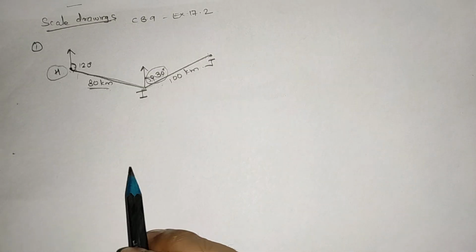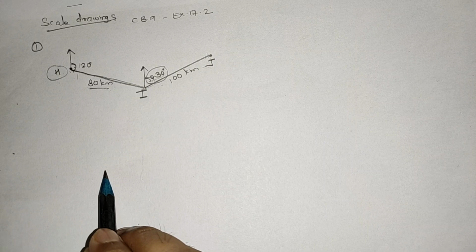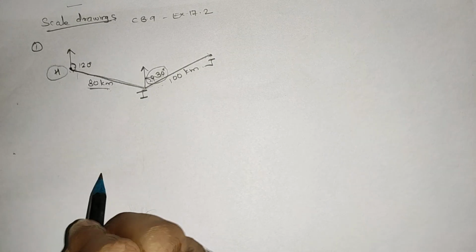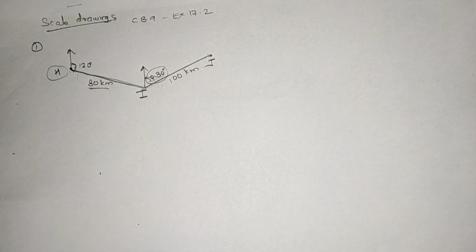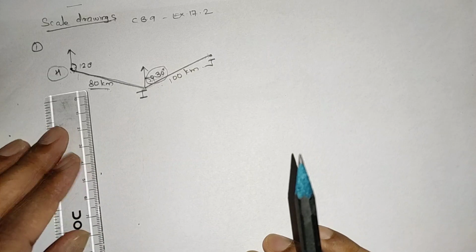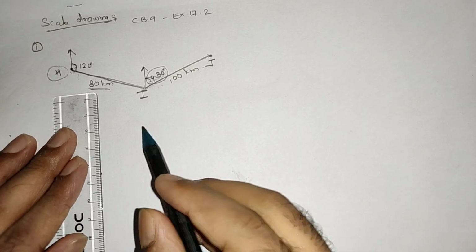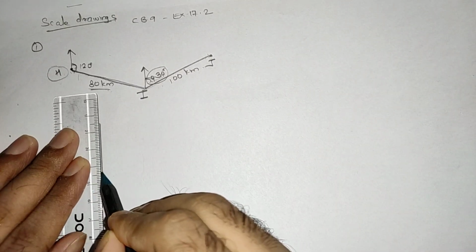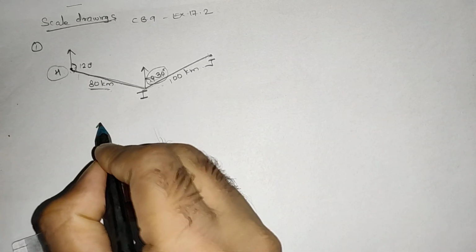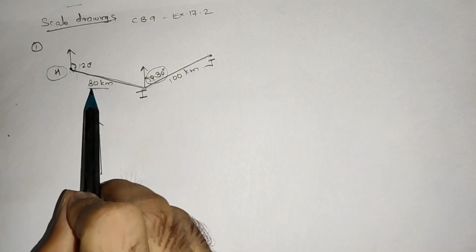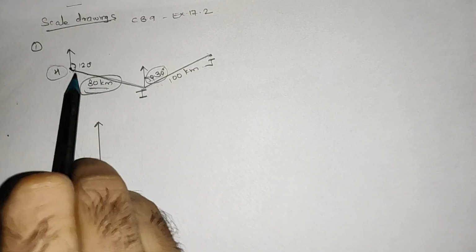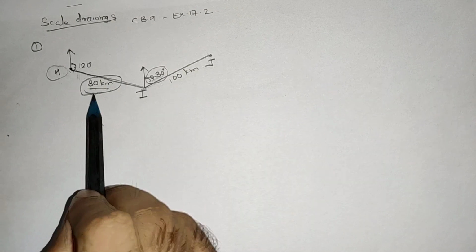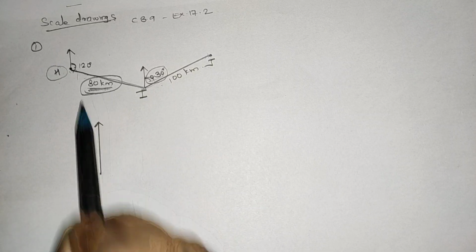So first of all, take any point over here. I remind you, this is a rough figure. Now we are beginning with the actual scale drawing. So first thing is, we will draw the north arrow. Now we need to draw this length of 80 km on a bearing of 120 degree. It is not possible to draw 80 km on this page.